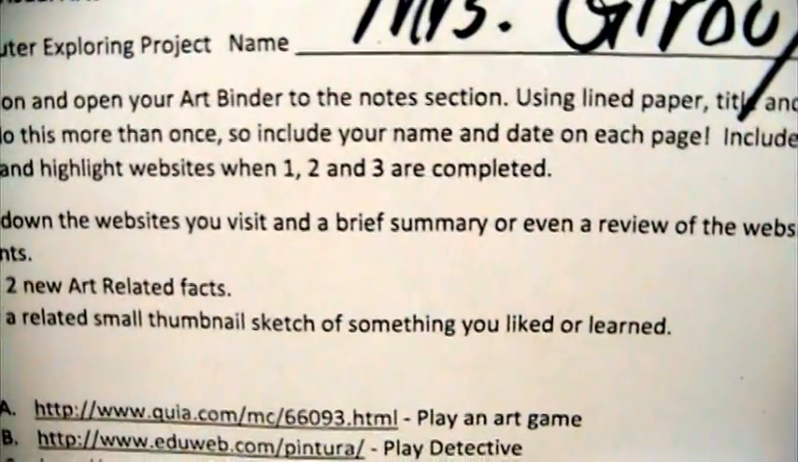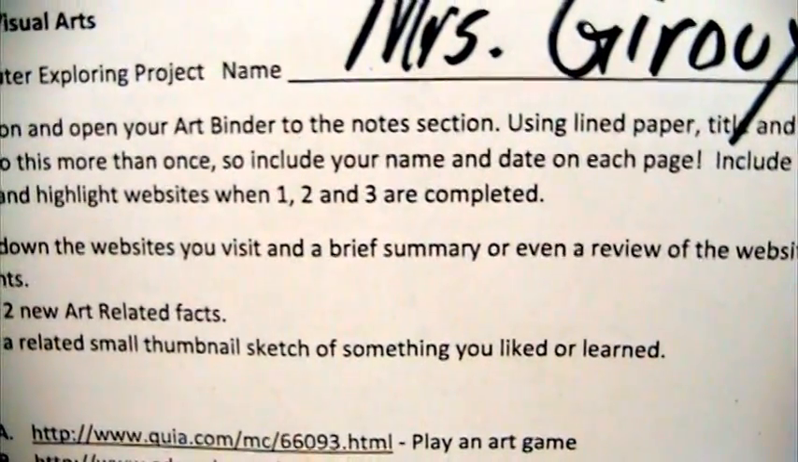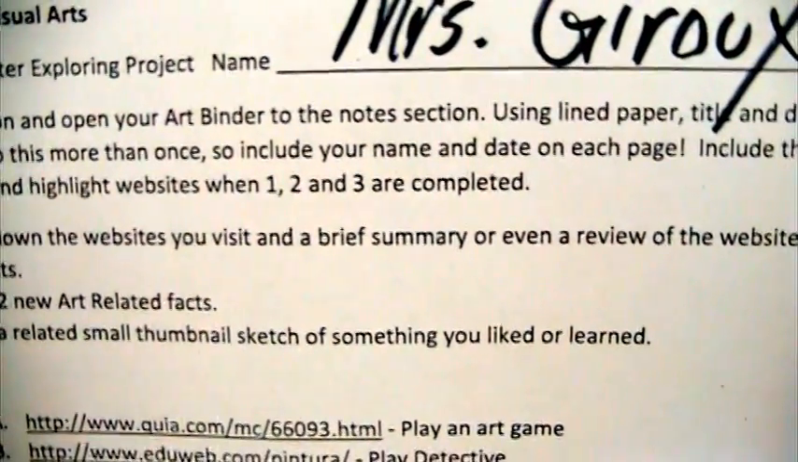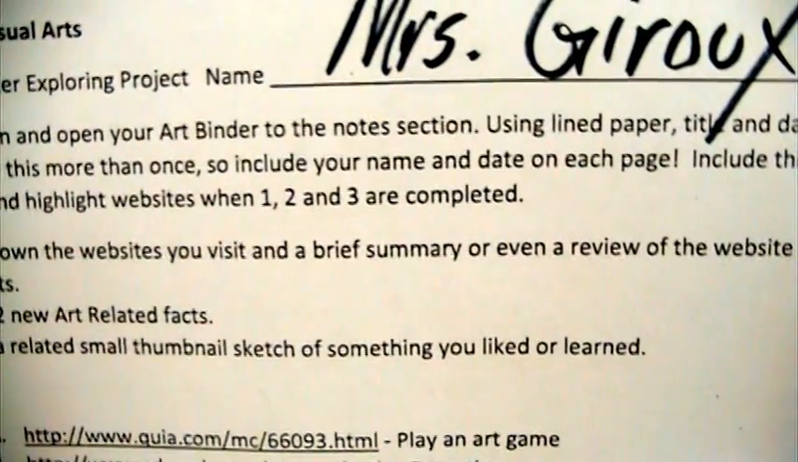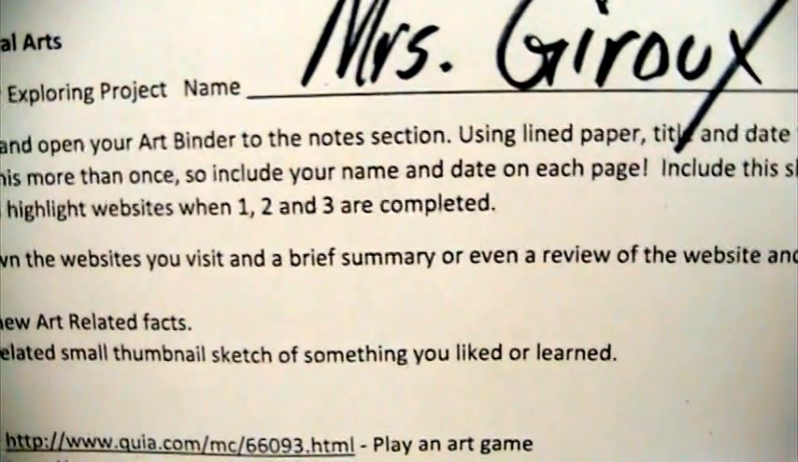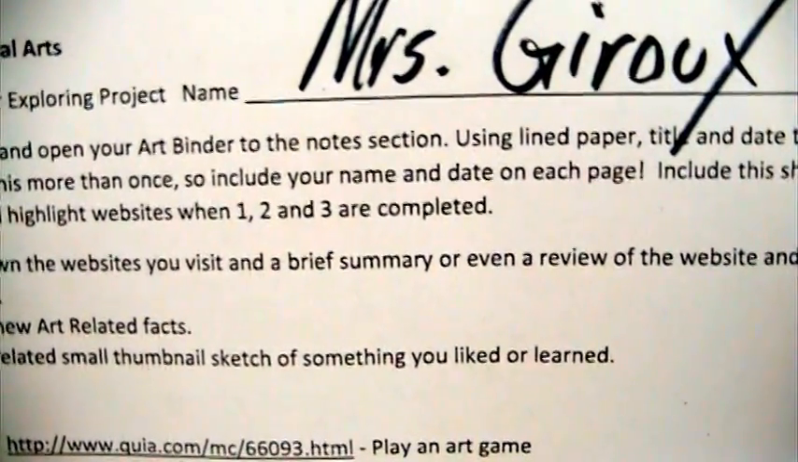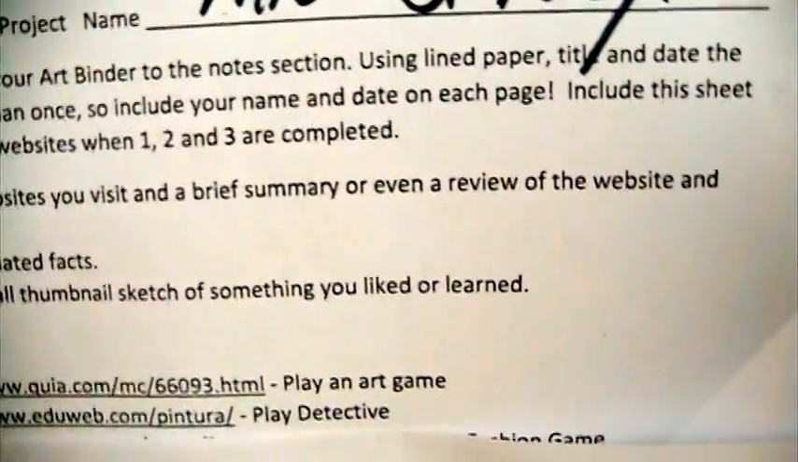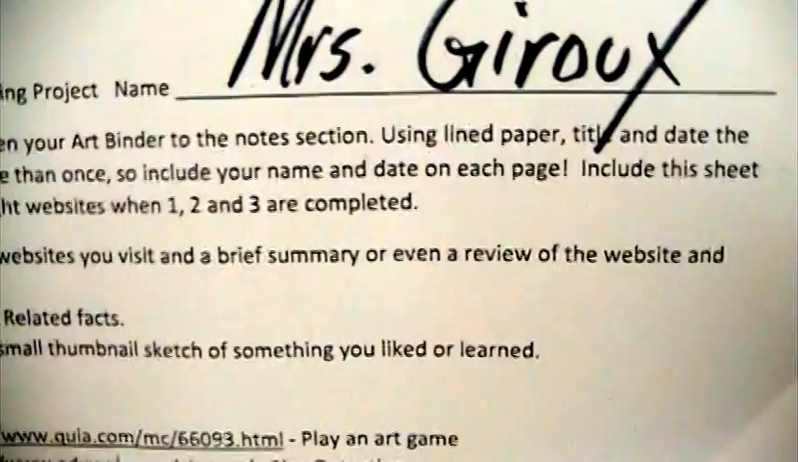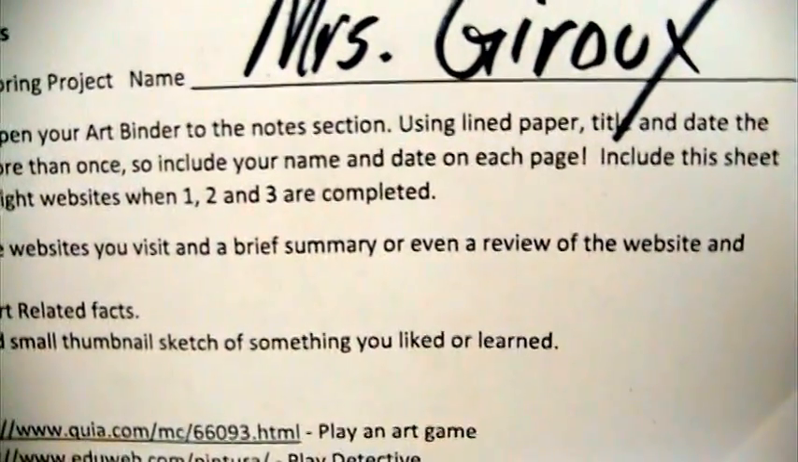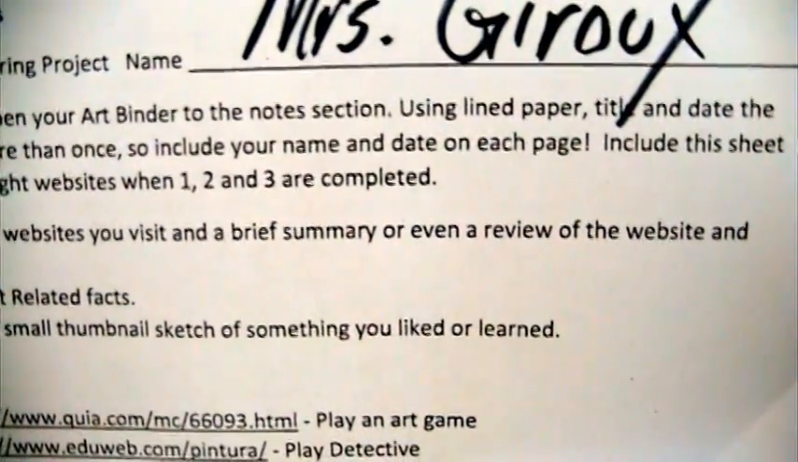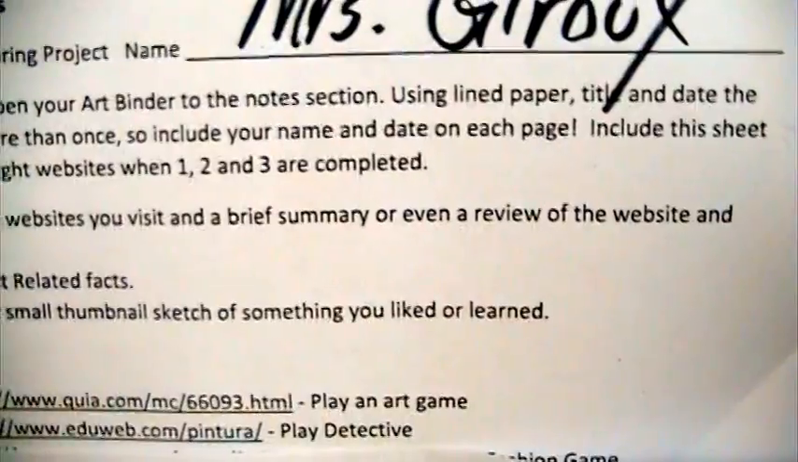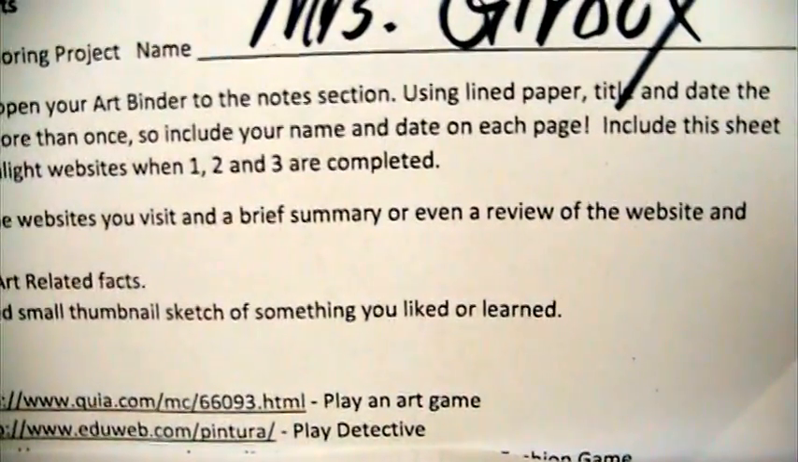You're going to write that on a lined piece of paper, just a brief part of the website. You don't have to put HTTP, www. Just put kia.com/mc/66093. That will be enough. And you're going to write a brief summary of the game that you're going to play. And I'm going to show you the example in a moment.